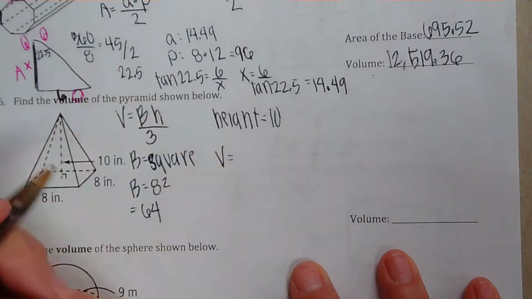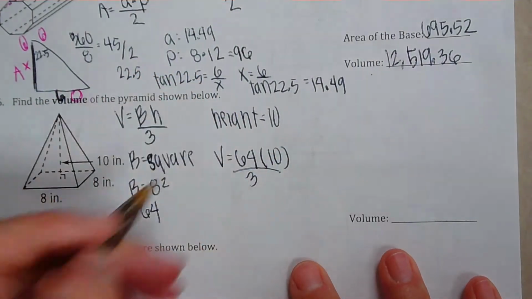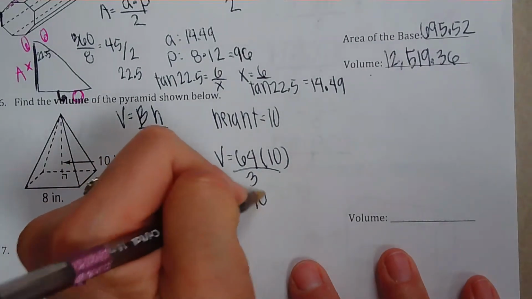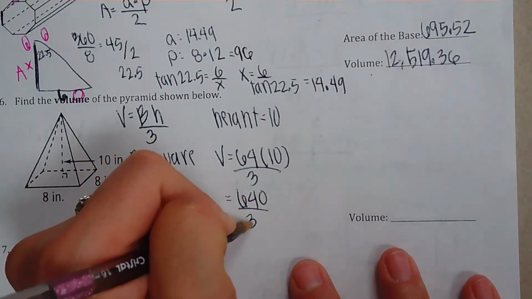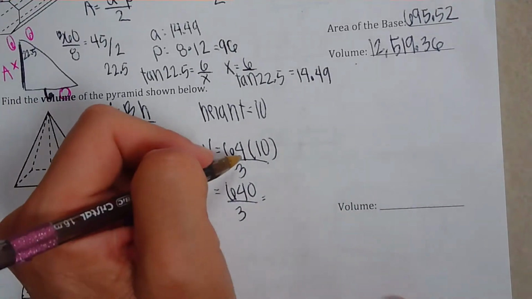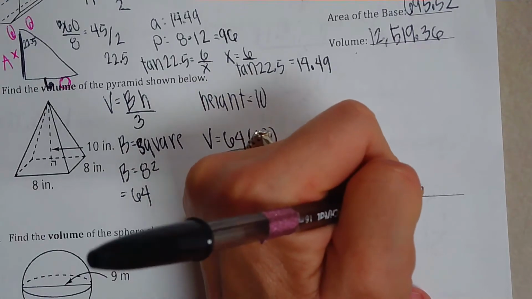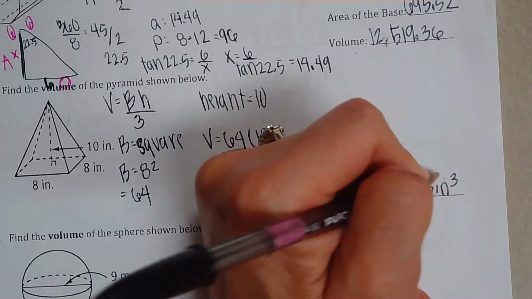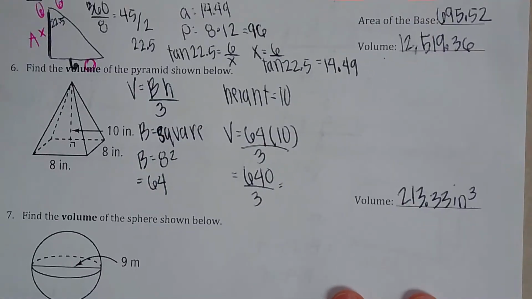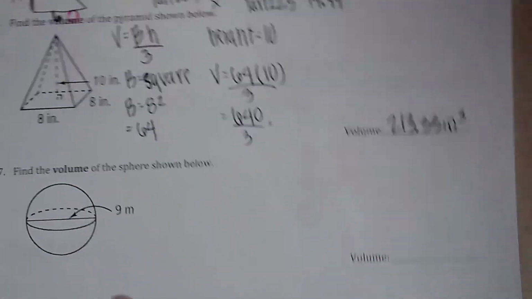So for volume, we're going to do 64 times 10 and divide it by 3, which is 640 divided by 3, which will give us 213.33 inches cubed. Not too bad, right? Especially when you have the formulas in front of you.